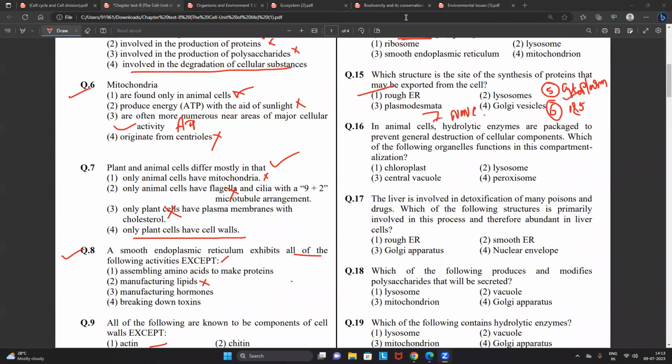Which is involved in the compartmentalization. See, friends, the word compartmentalization means, all the students remember, something which is generally packed in the form of a vesicle. That is what exactly we can call compartmentalization, which is the lysosome. Go a little faster, no problem.